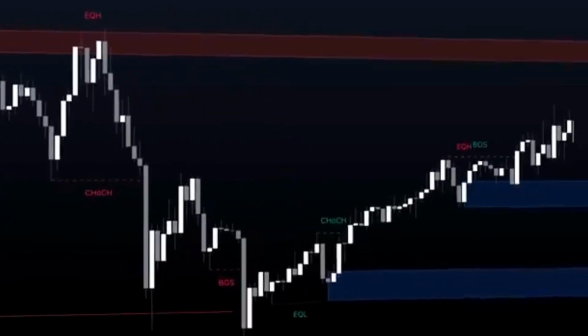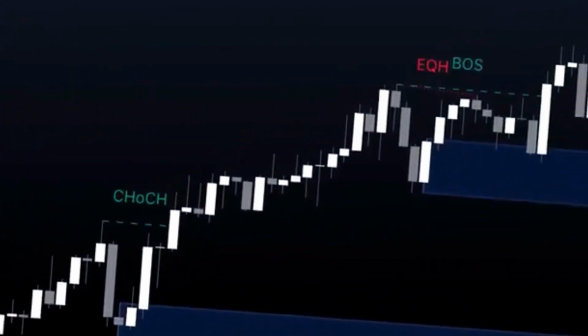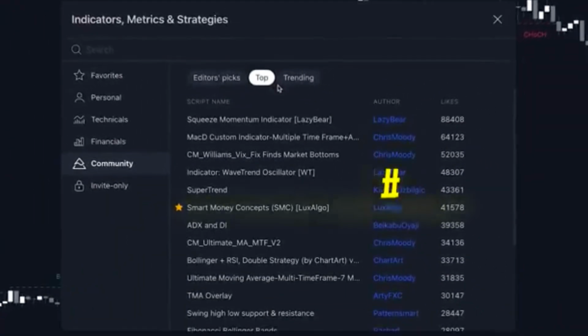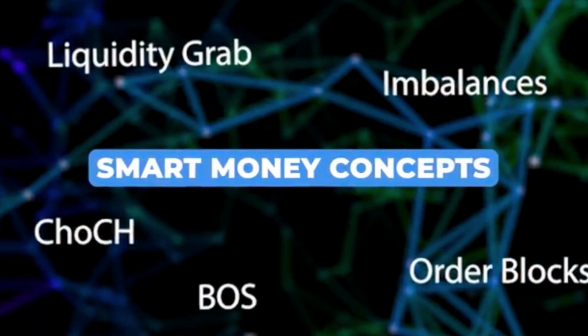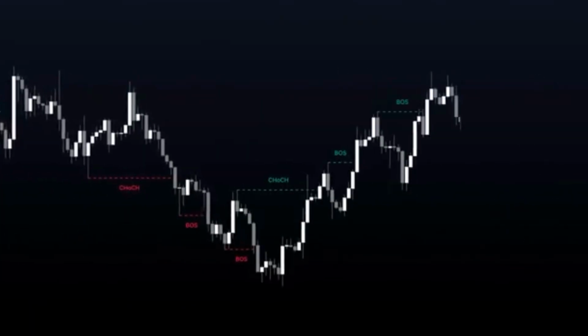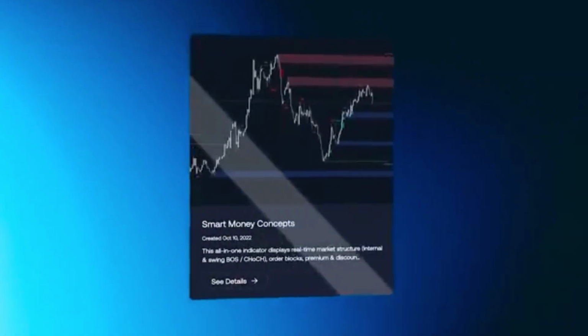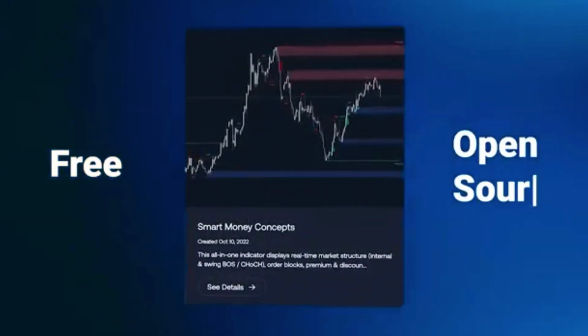We developed the first and most complete smart money concepts indicator, which became so popular that it now ranks within the top 10 indicators of all time on TradingView. By taking the most essential parts of smart money concepts, traders can finally perform analysis on market structure, order blocks, and liquidity concepts with a single indicator that is completely free and open source.